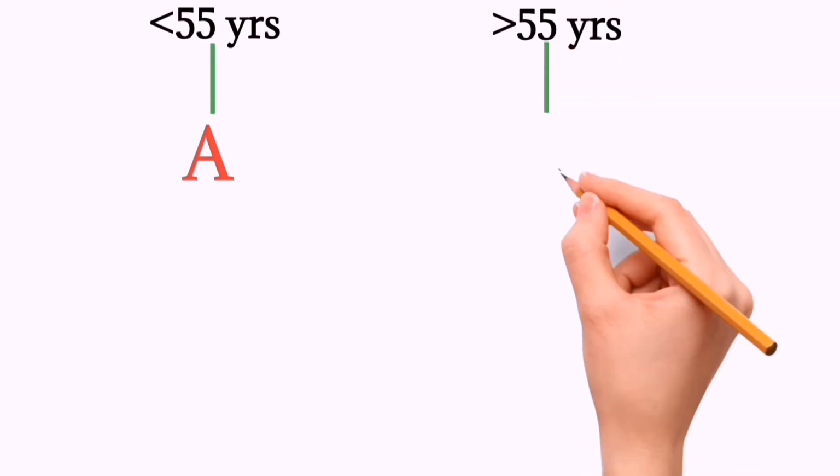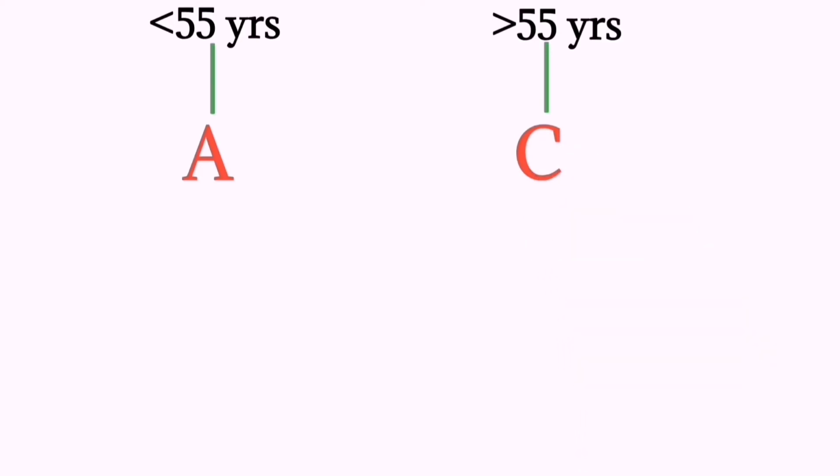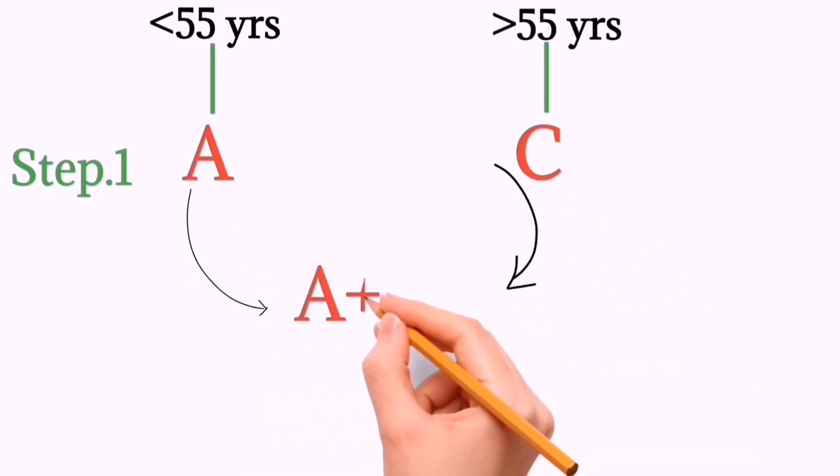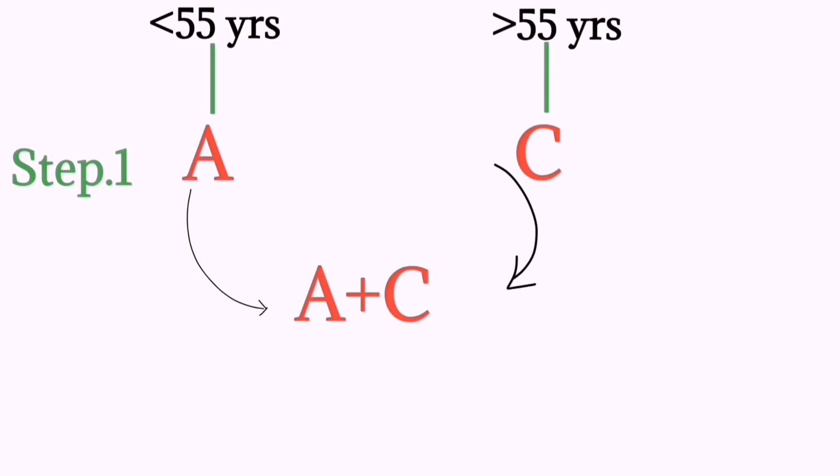For age greater than 55 years, treat with C, that is calcium channel blocker. So all newly diagnosed hypertension is treated with calcium channel blocker if age is greater than 55 years. This is step 1 of hypertension management. If blood pressure is not controlled, then add both of these, A plus C, that is ACE inhibitor plus calcium channel blocker. This is step 2 of hypertension management.